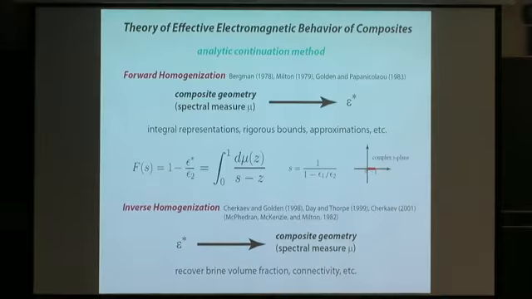And then the inverse problem, the inverse homogenization, is given the information about the bulk complex permittivity to invert for information about the composite geometry, volume fraction, separation information, and so on through this spectral measure.